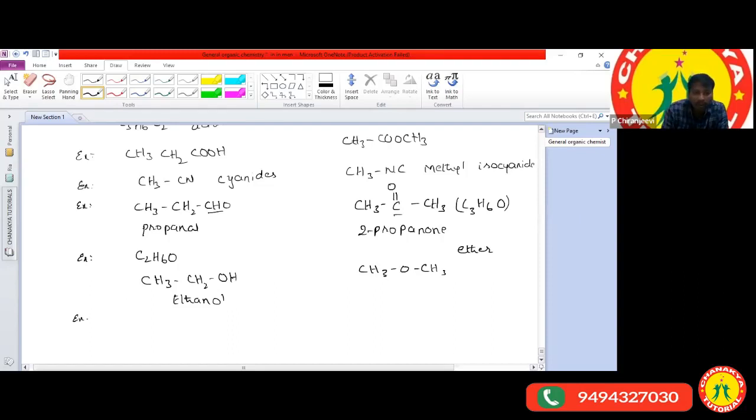Similarly, one more example: amines also we can consider as functional isomers. Which amines? Primary amine, secondary amine, and tertiary amine. So primary, secondary and tertiary amines we can consider as functional isomers. All these are examples of functional isomers.